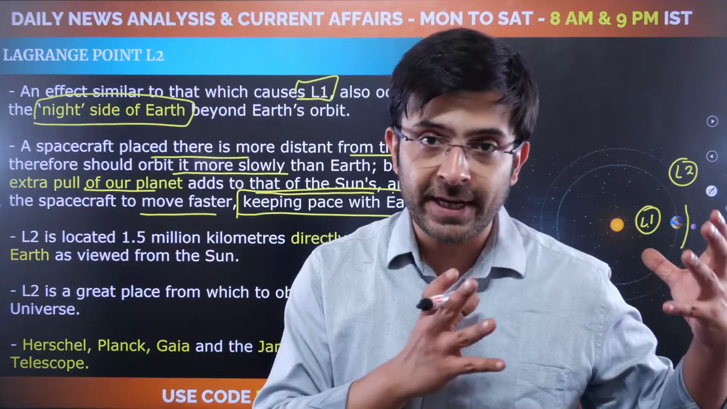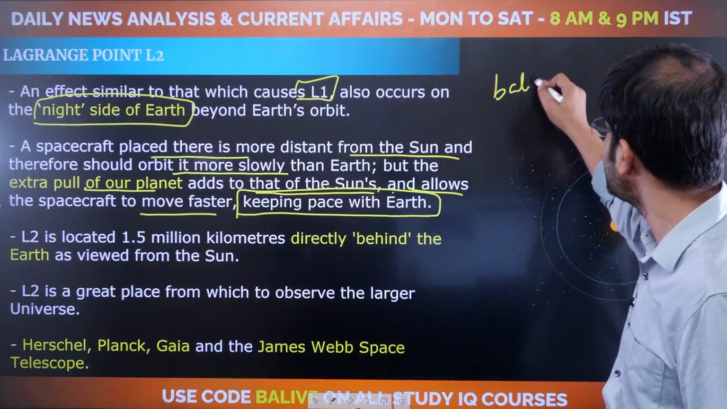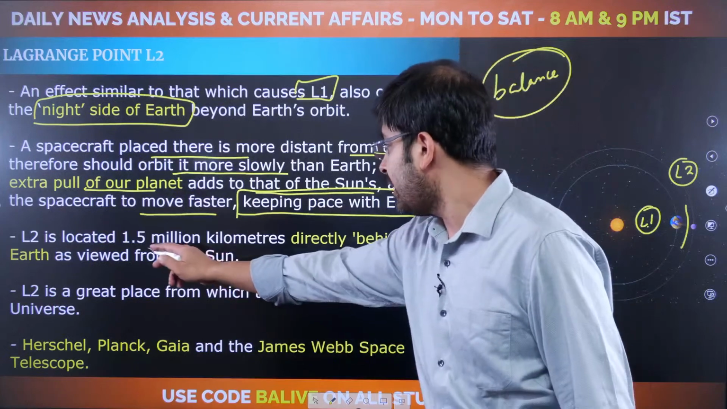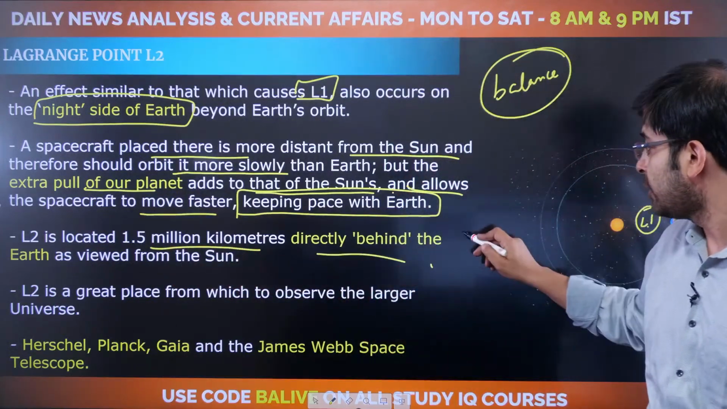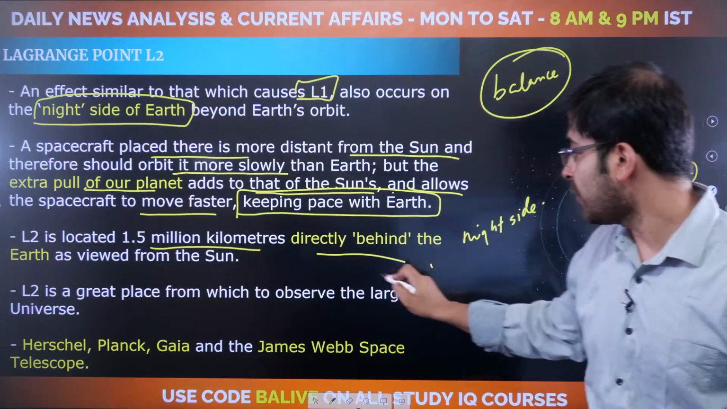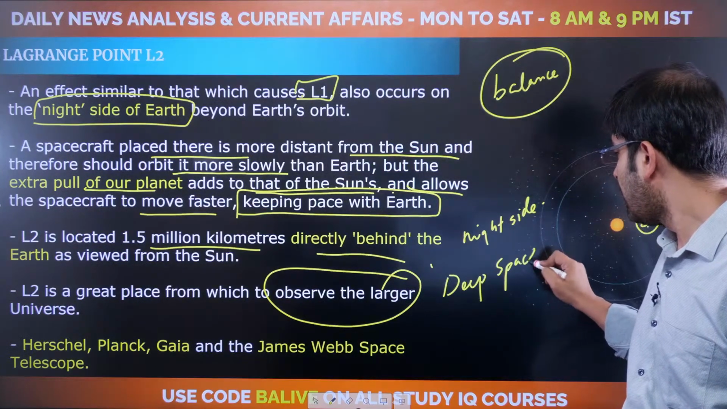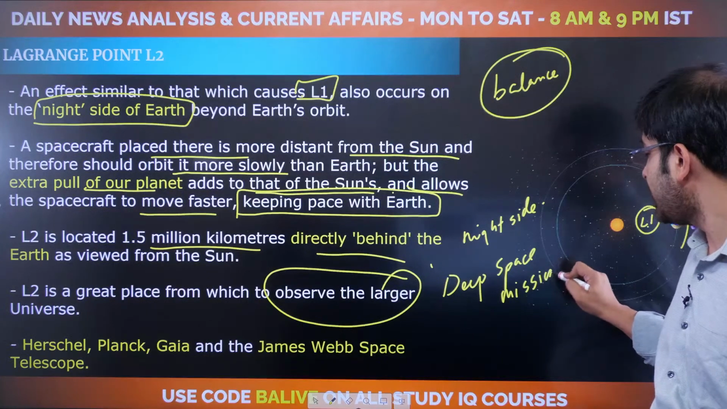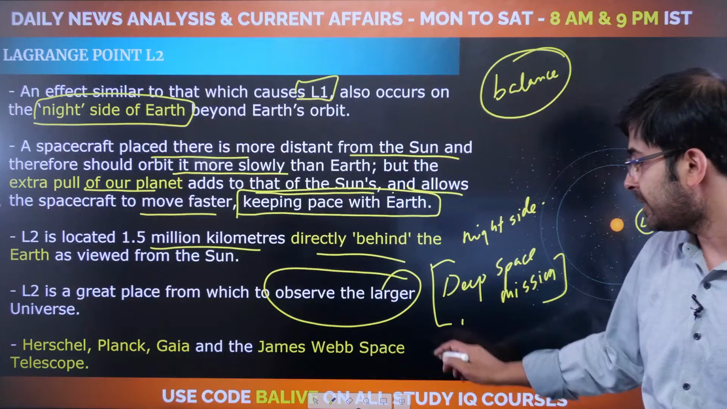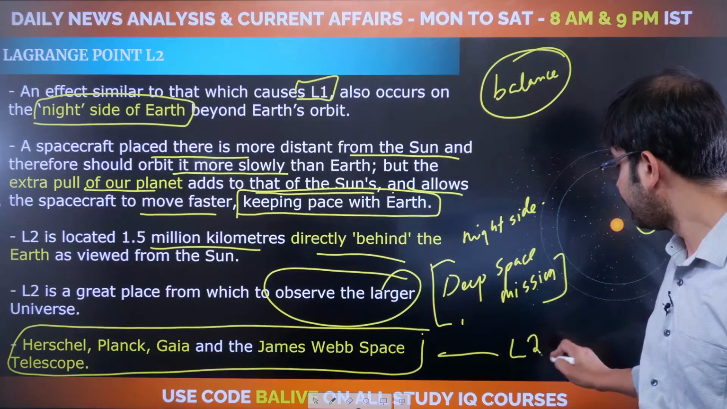You're using the sun's gravitational force along with Earth's gravitational force once again to maintain balance in the system, right? So again, L2 is located 1.5 million kilometers behind us towards the night side. It's a great place from which to observe the large universe. In fact, all the observing missions for deep space, all the telescopes that you have, say Gaia, Herschel, Planck, James Webb, yes, here they are. All of them mentioned at point L2.